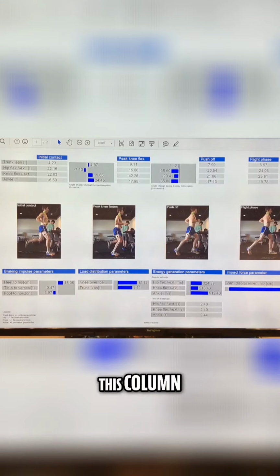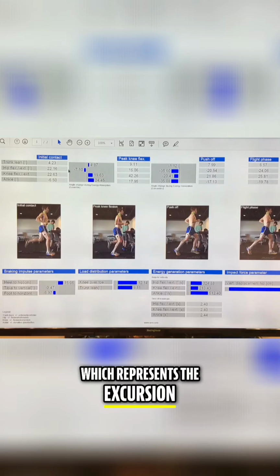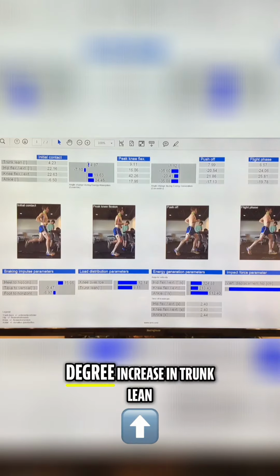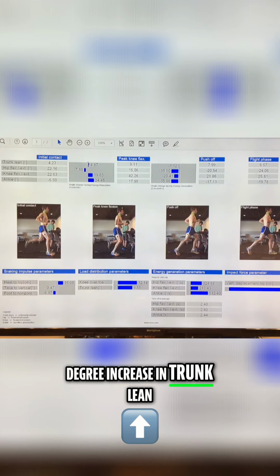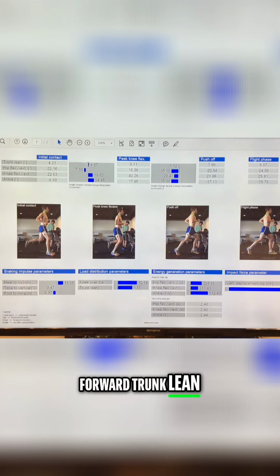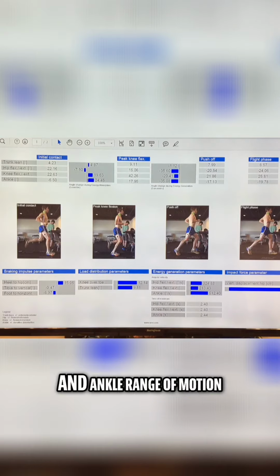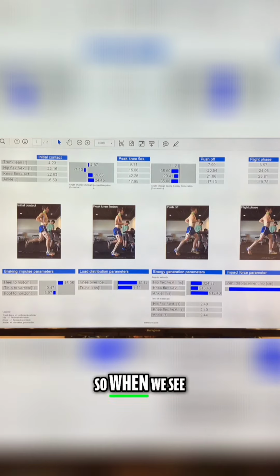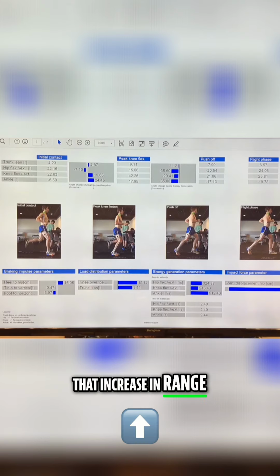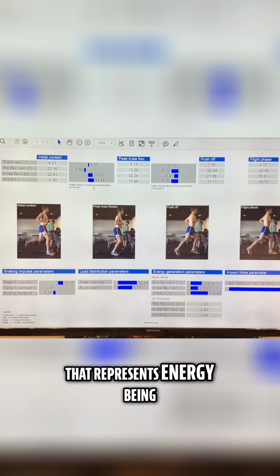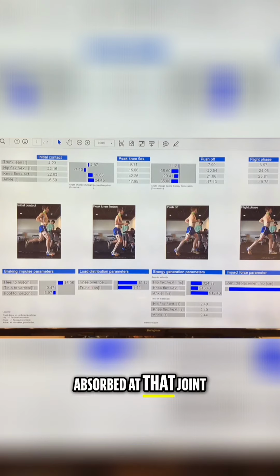So as we look at this column, which represents the excursion, we see a 5-degree increase in forward trunk lean. We see a loss of some hip flexion, and we see a nice gain in knee and ankle range of motion. When we see that increase in range, that represents energy being absorbed at that joint. This would definitely fall under the quad dominant or knee strategy.